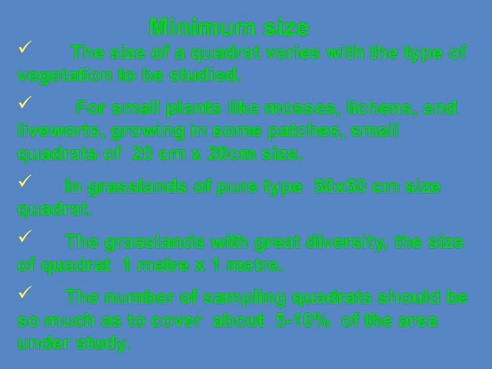It's also important to consider how many quadrats we need to sample. Generally, we aim to cover about 5 to 10% of the total area under study. This helps ensure our sampling is representative without being overly exhaustive. Finally, there's a minimum size for quadrats to ensure accuracy and consistency in our data collection. So, choosing the right size and number of quadrats is crucial for reliable results in ecological studies.